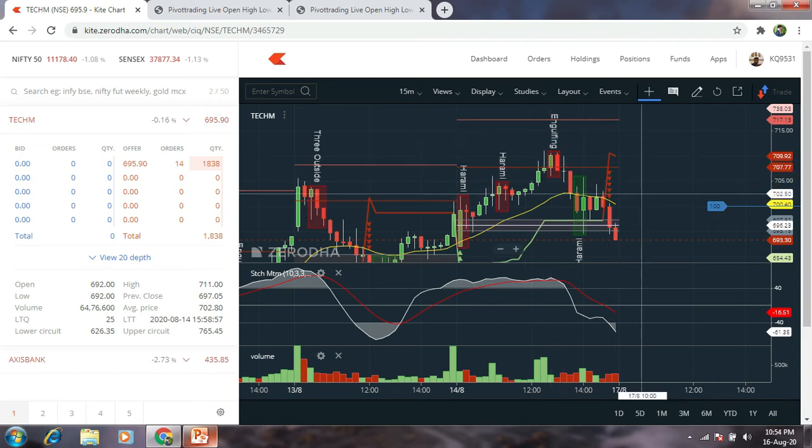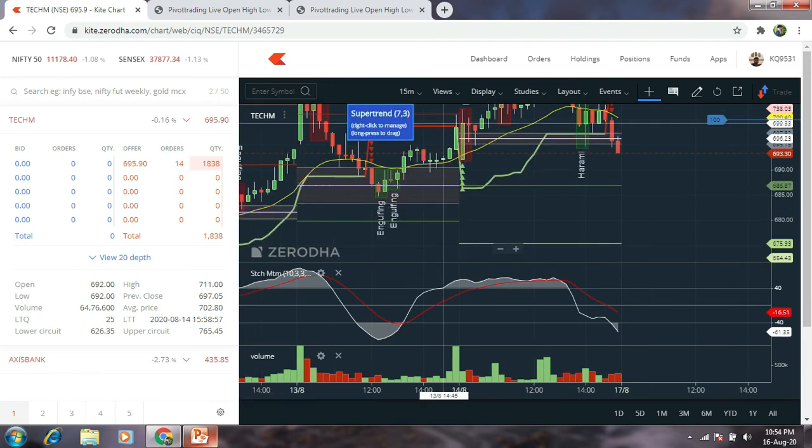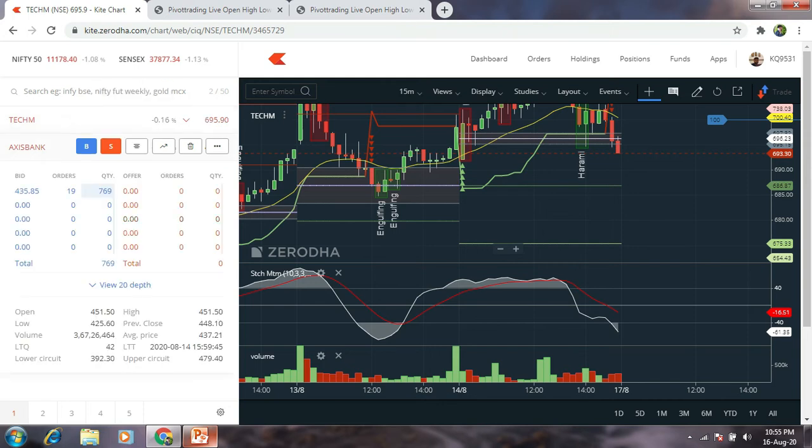Okay, always add some other indicators to get more accuracy. Don't just blindly follow the one concept. Okay, I think everyone is clear with this open is equal to low strategy. Now I am explaining open is equal to high strategy.